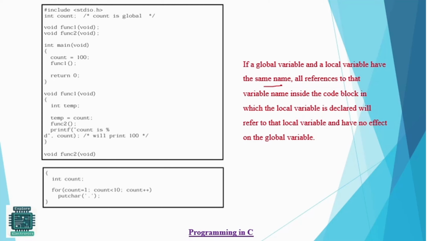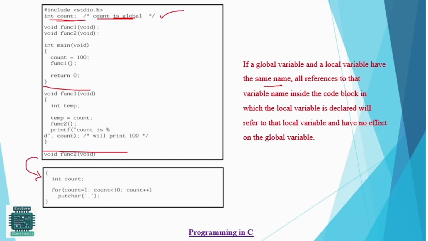Here, we include int count. Here now count is global. It is declared. Now there are totally two functions, function 1 and function 2. Okay, you can see here. This is a continuation of this program.